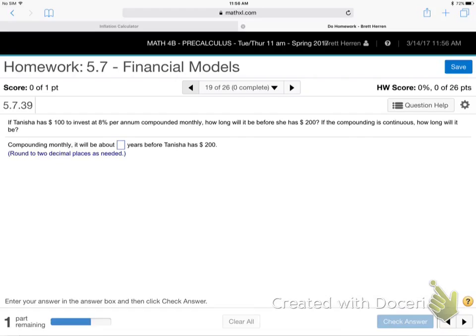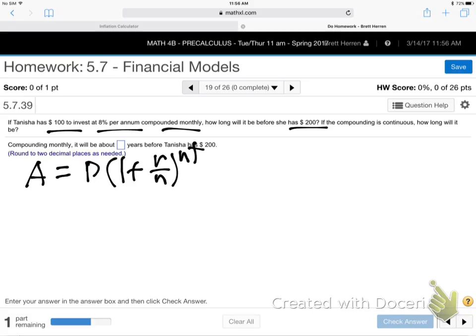Okay, let's do the Tanisha problem. $100, 8% per year, monthly. How long before it's 200? All right, so it's not continuous. Then they're going to ask a part B about continuous. But this part is just monthly, so it's A equals P times 1 plus r over n to the nt, because it's not continuous compounding, so I'm not going to use the PERT formula. Okay, so $100 is going to become 200, right?